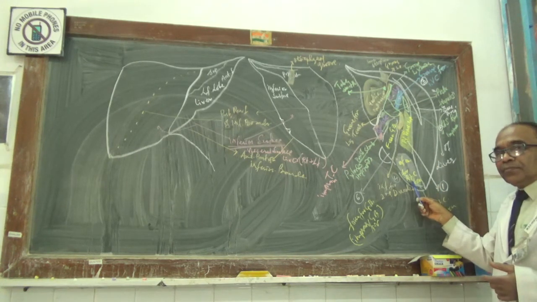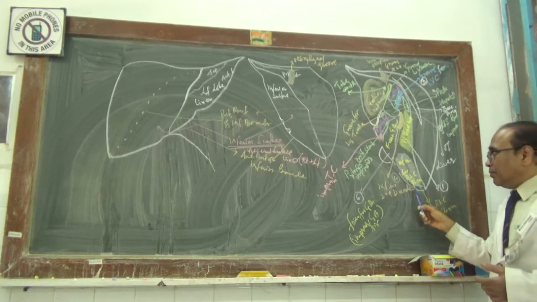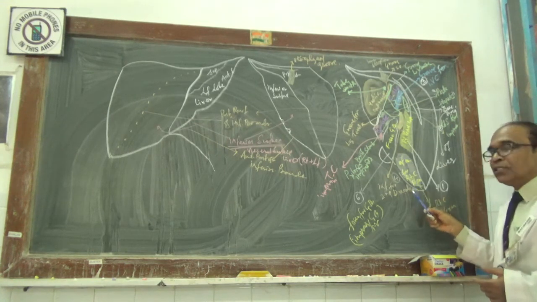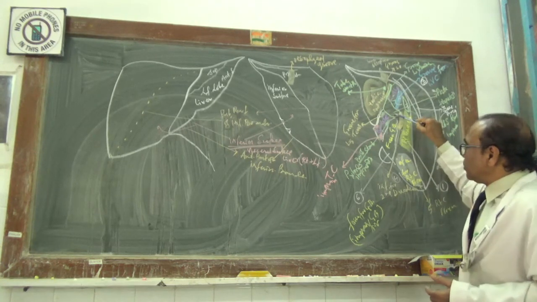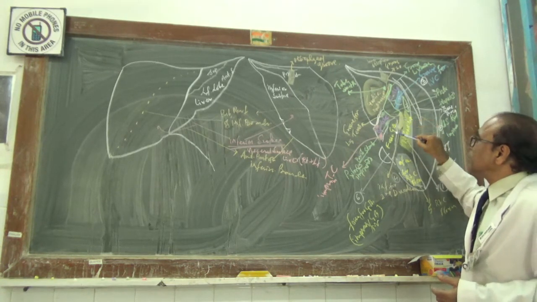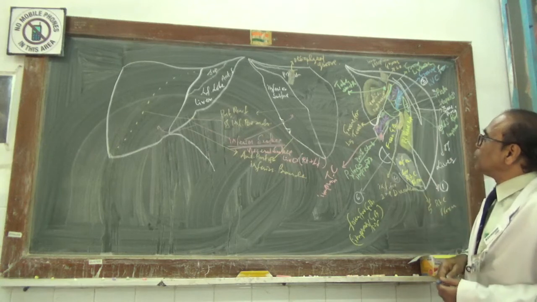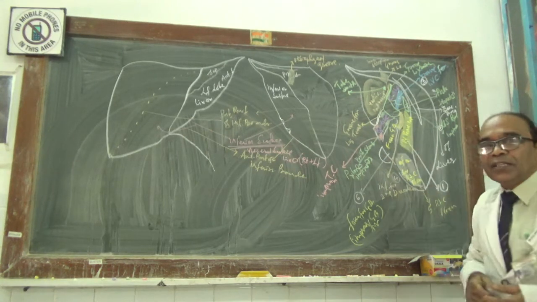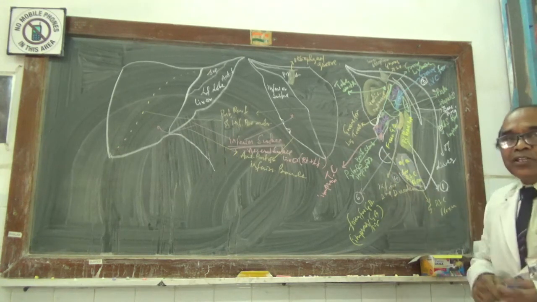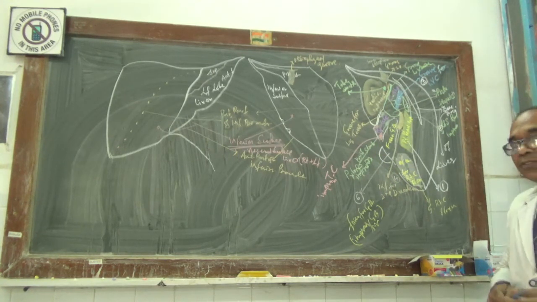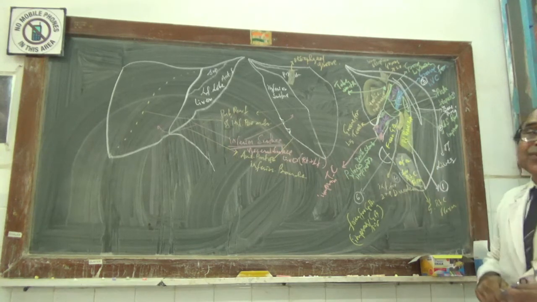Below, a little laterally, it is related to the impression for the right colic flexure. Straightway above it is related to the porta hepatis. Medially it is related to the caudate lobe of the liver, which is present on the inferior surface of the right lobe of the liver.